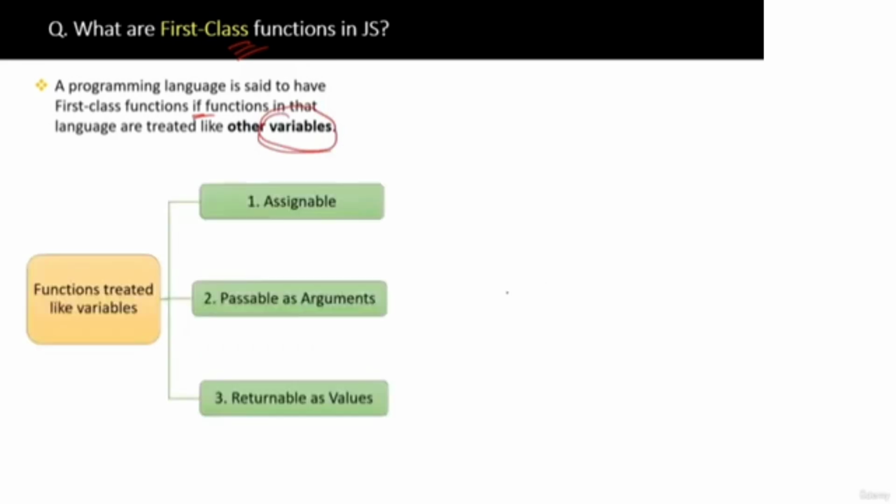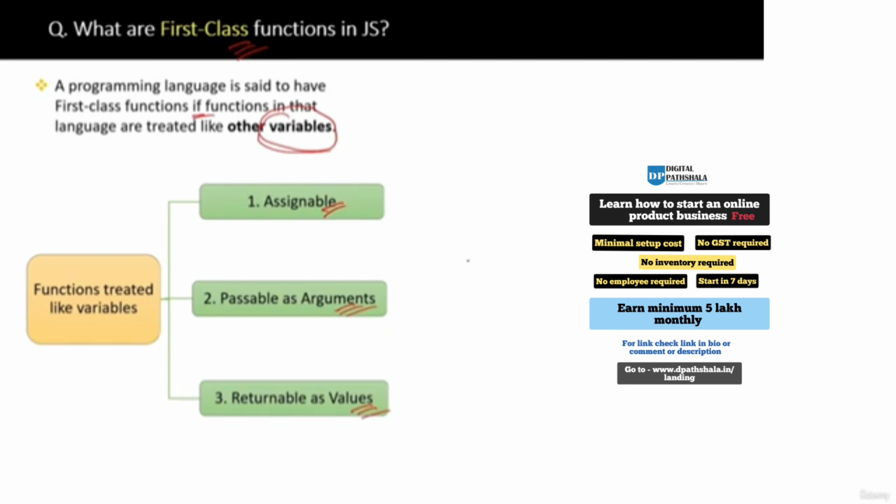First, we can assign variables to other variables. Then we can pass variables as arguments. And also we can return variables from a function. Similar things we can do with functions also. And that's why we call functions first class functions in JavaScript.